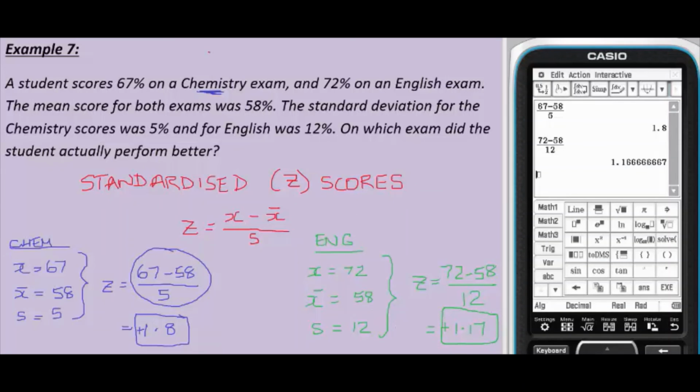So if chemistry is a 1.8 score and English is 1.17, so which exam did the student do the best in? Chemistry. And that's compared with the other students in their cohort. So your Z scores compare your score with the population that did that exact same exam.